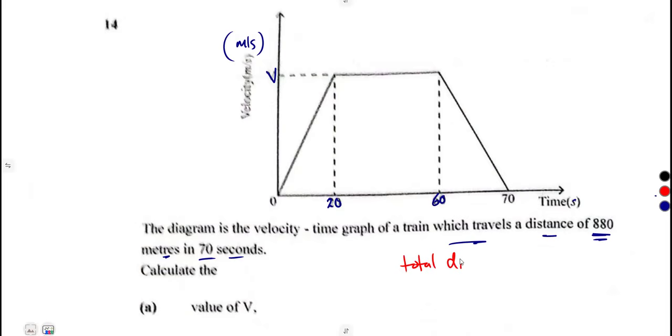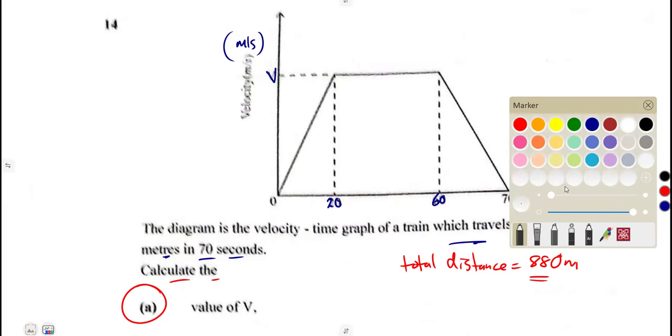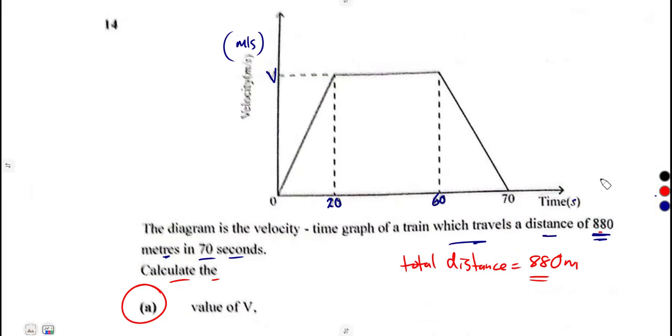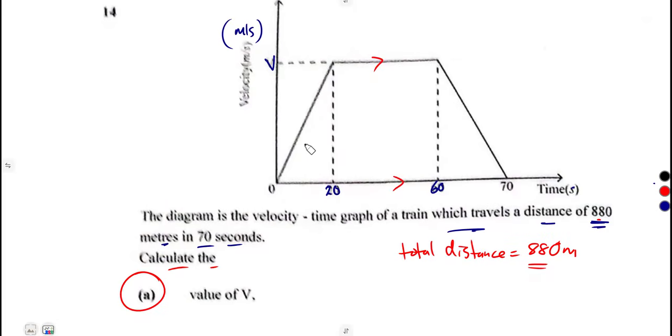So we are given total distance of 880 meters in the time frame of 70 seconds. All right, calculate the value of V. So guys, V is an unknown value. We can simply use that total distance because we know that the total distance can be obtained if we are to calculate the area under the graph. So we consider this as a trapezium, as we've got one pair of parallel sides.